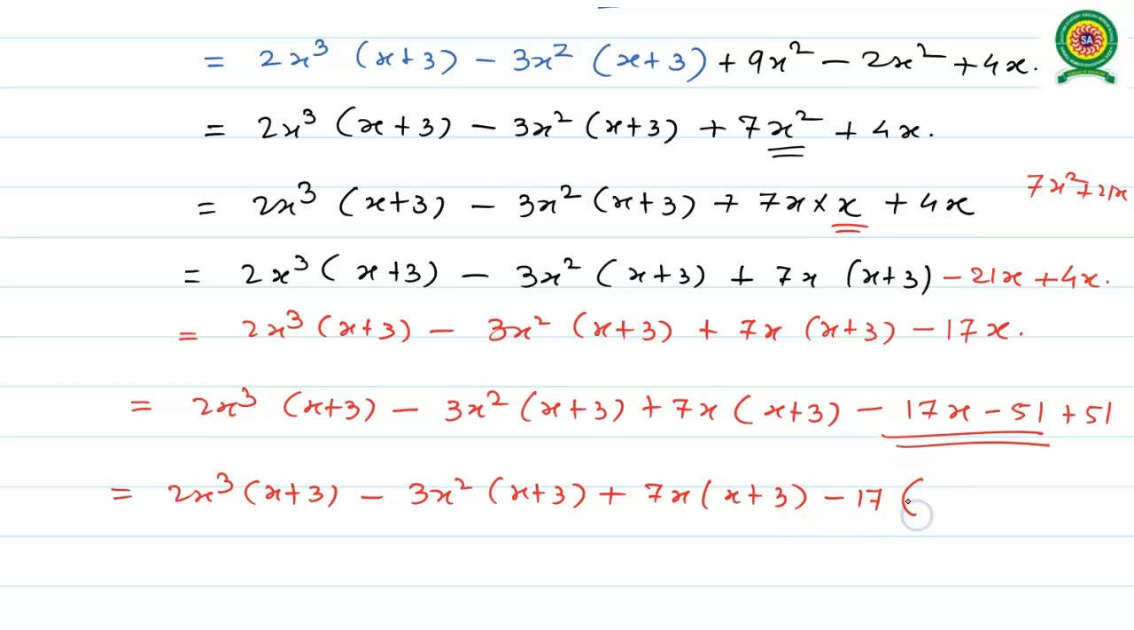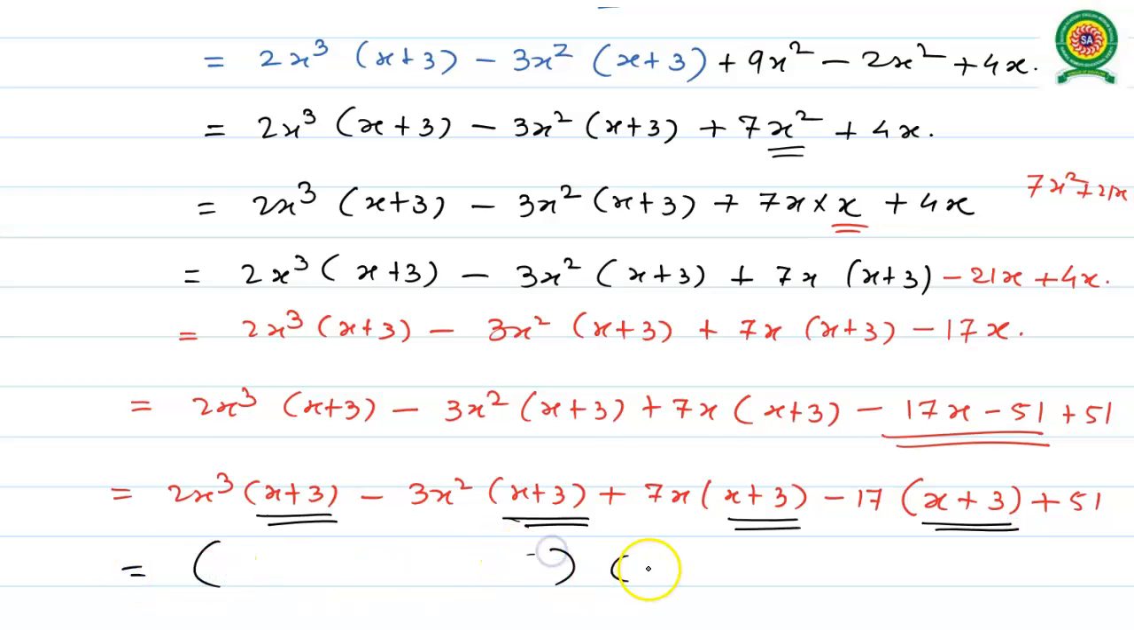Now once we are taking minus of 17 common, we remain with the x plus 3, and plus 51 as it is. Now look at the first, second, third, fourth term. In that we have x plus 3, so let's try to take x plus 3 common, so that we remain with 2x cube in the first term, minus of 3x square in the second term, 7x in the third term, minus of 17 in the fourth term, with x plus 3 common, and now plus 51 as it is.